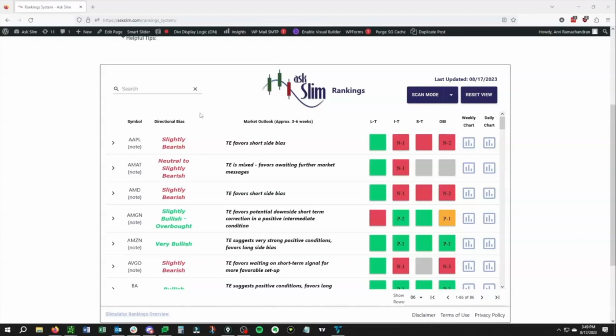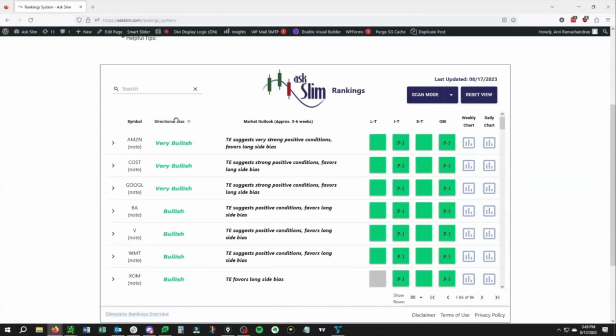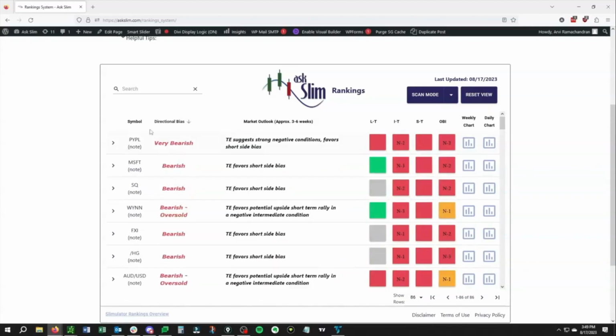We're clearly selling off. We now have a bearish intermediate term bias. So let's say you wanted to look for names that are in bearish intermediate term conditions. Let's go ahead and sort by the bias. So you can see this is the list of bearish underlyings based on our work, and this is the list of bullish underlyings. We're going to look at the bearish list first, and as you see here, there's PYPL, MSFT, SQ, WYNN, FXI, HG, which is copper, as well as the Aussie dollar and US dollar. That's just what is visible on this list, and there are more.